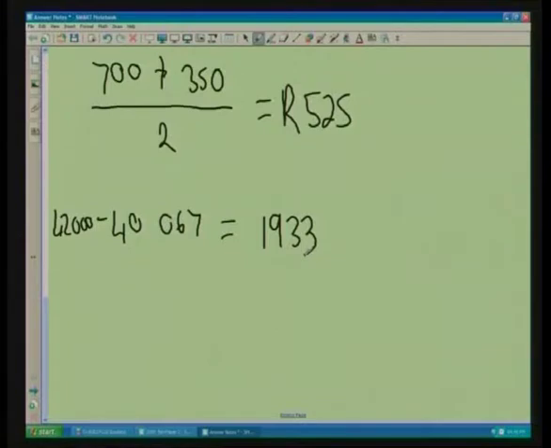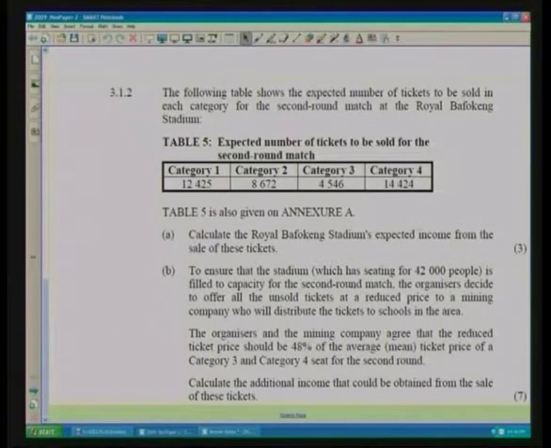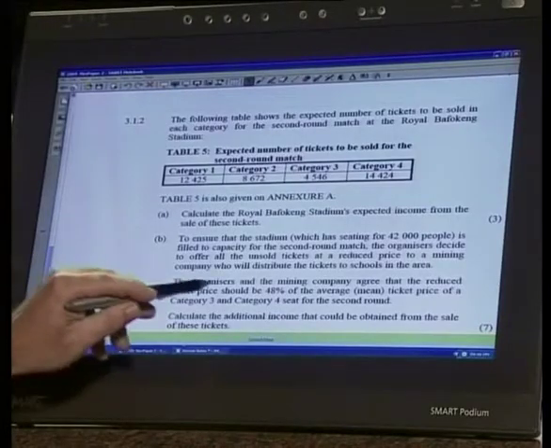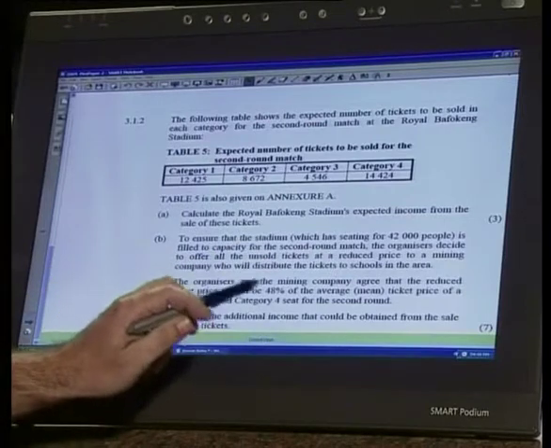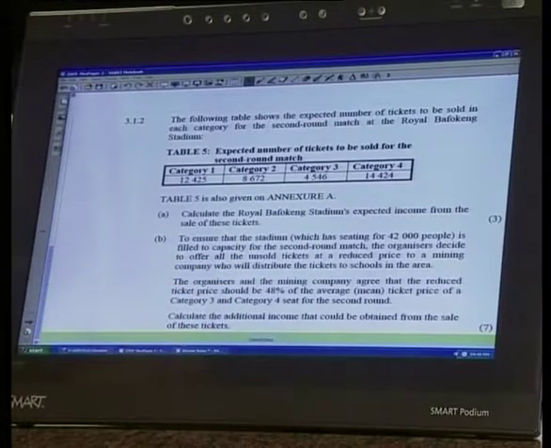So our mining company now are able to buy 1,933 seats at this average price of the category 3 and the category 4 tickets. The question goes on to say the organizers and the mining company agree that the reduced ticket price should be 48% of the average. So we're not just going to multiply those two figures together. We've still got to do a further calculation first.